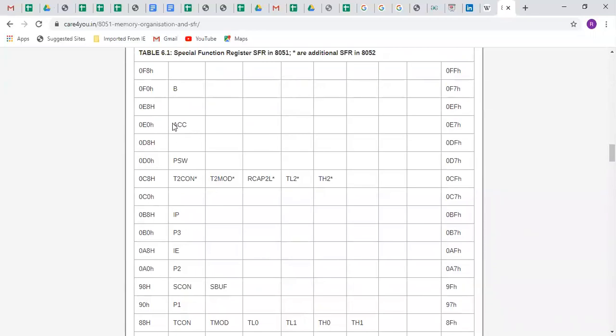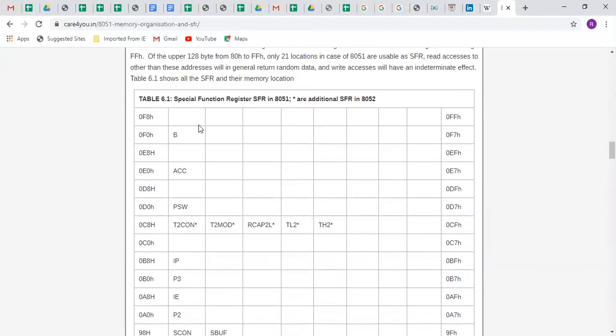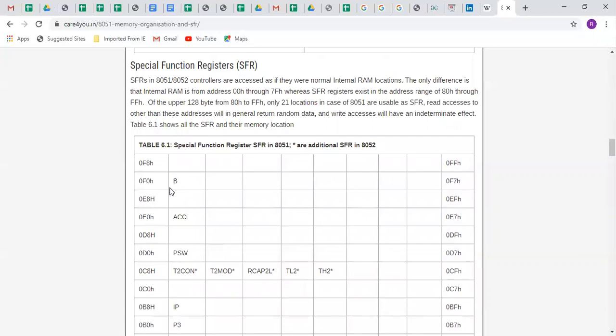The address of the accumulator can be referred to by ACC or by its address 0E0. Register B likewise can be accessed by the name register B, or it can also be accessed by its address, that is 0F0.